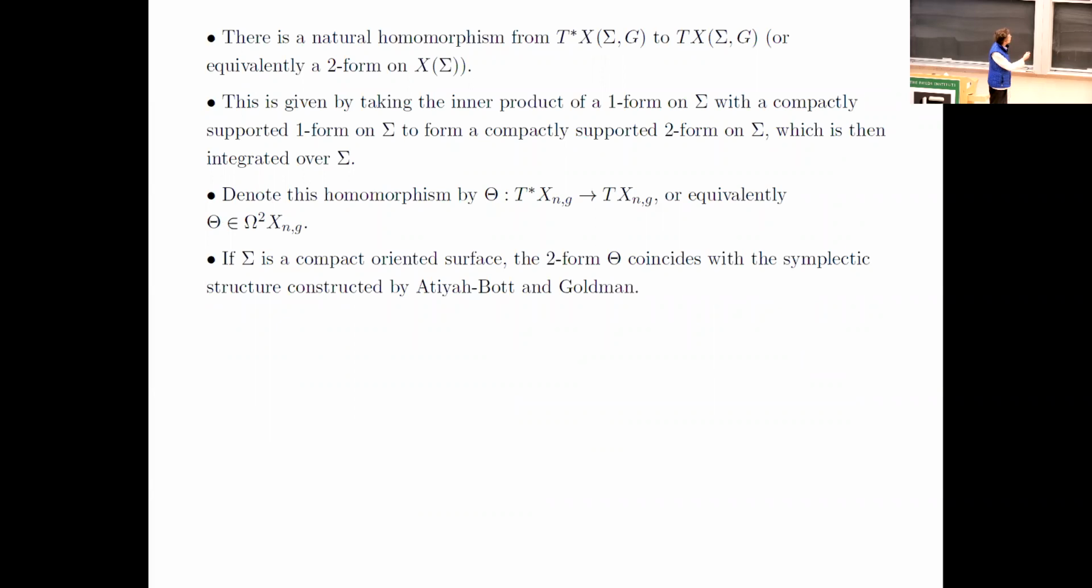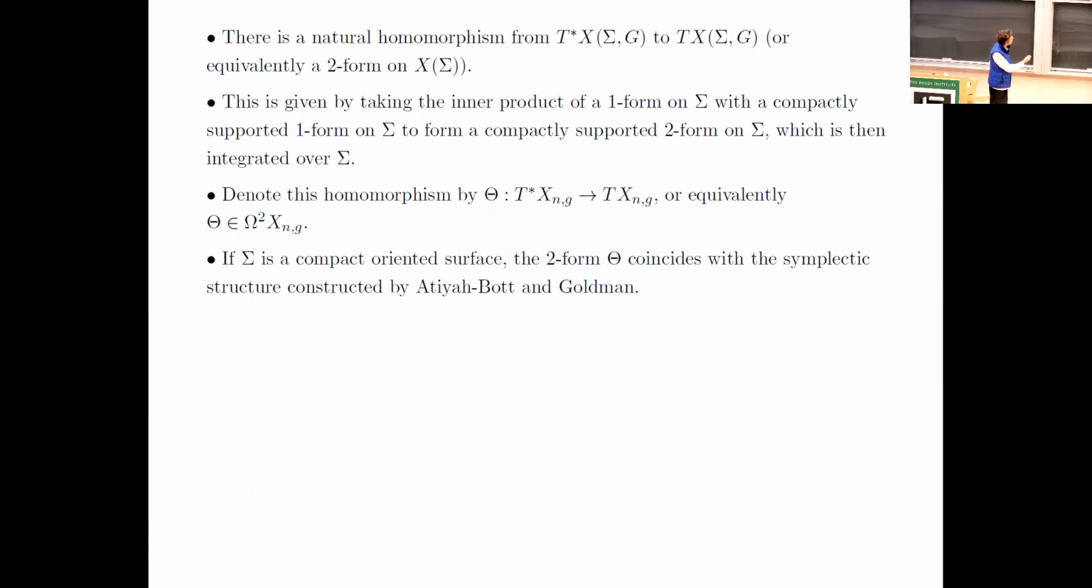So there's a natural homomorphism from the cotangent bundle to the tangent bundle, or equivalently a two-form on X of sigma. This is given by taking the inner product of a one form with a compactly supported one form on sigma. And that gives you a compactly supported two form on sigma. And then you integrate that over sigma.